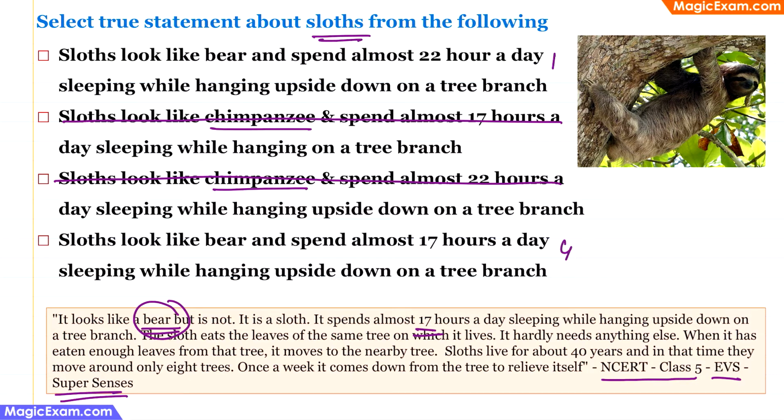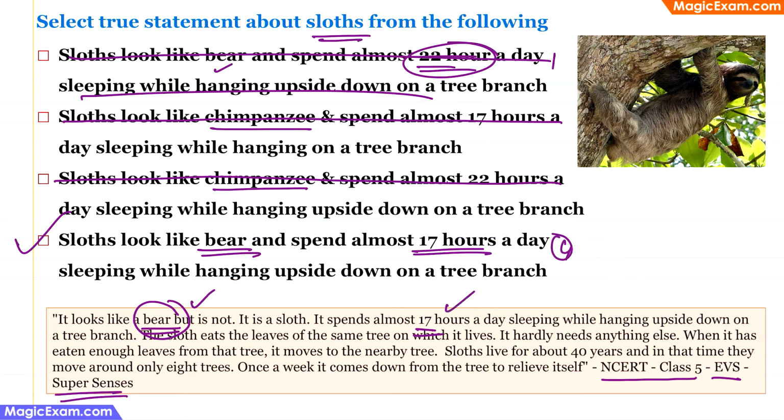Now, option number 1 is saying it looks like a bear, which is correct, and it spends almost 22 hours a day sleeping. So, now 22 hours is incorrect. Therefore, this statement also can be eliminated. We are left with one option, that is option 4, which is the correct answer. So, sloth looks like a bear, correct, and it spends almost 17 hours a day sleeping. So, 17 hours a day. This is also correct. Therefore, option 4 is the correct answer here.